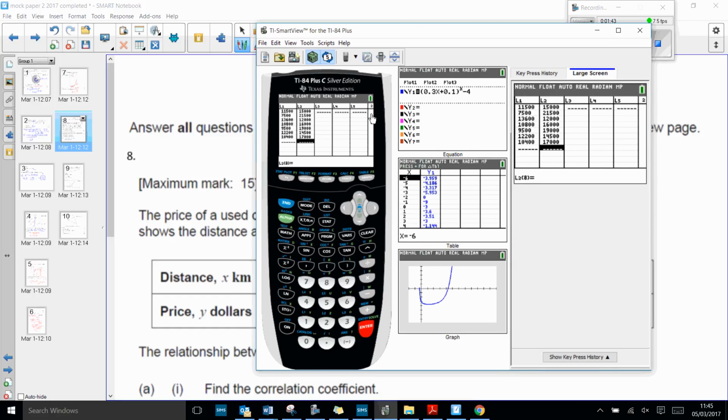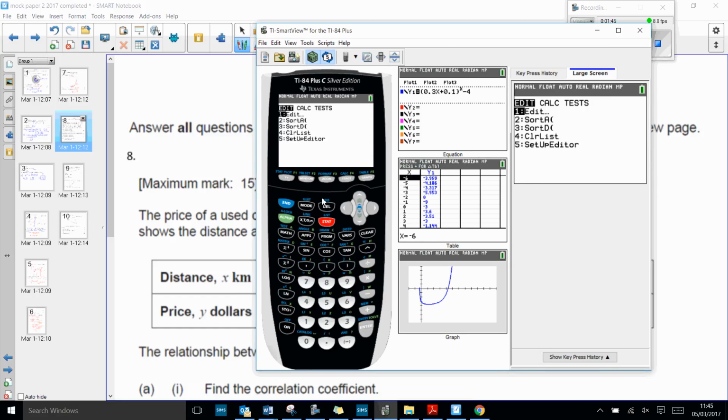We're going to find the correlation coefficient. So we're going to stat, calc, and if we go to linreg, X, Y, Y, Y, we delete. So there is no frequency list. And enter. We can see our value for R is negative 0.994.